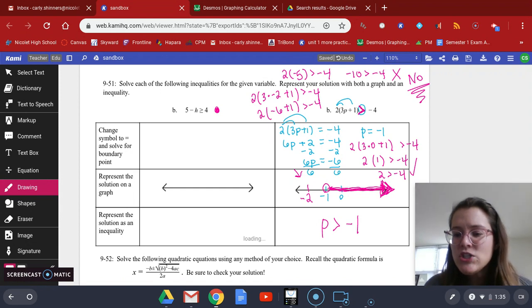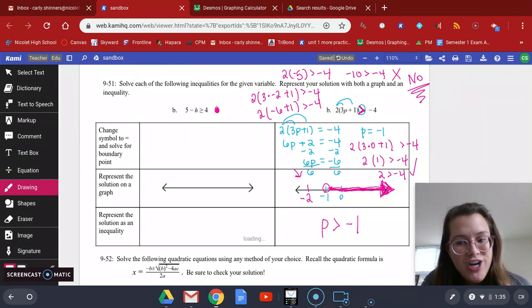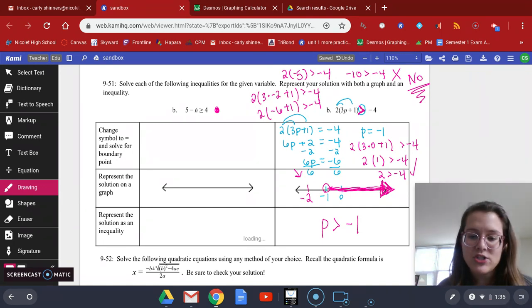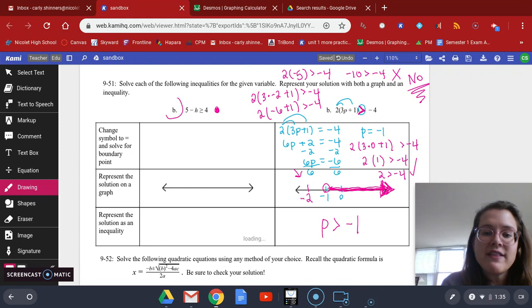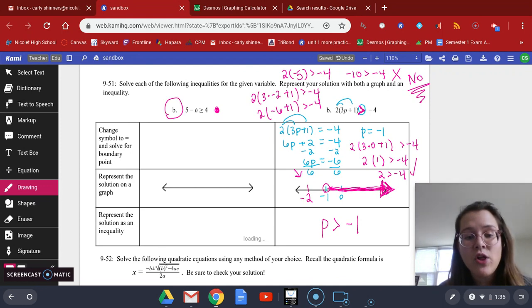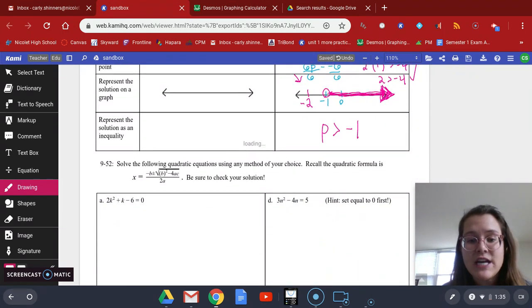Does that make sense? So just to make sure you shaded the right region, it is good to get one that works, one that doesn't. So you're like, yep, I'm good to go. All right, so we're going to have you try letter B. Your teachers are going to check that one closely because that's kind of your check for understanding today.